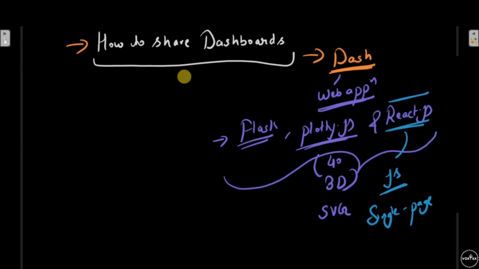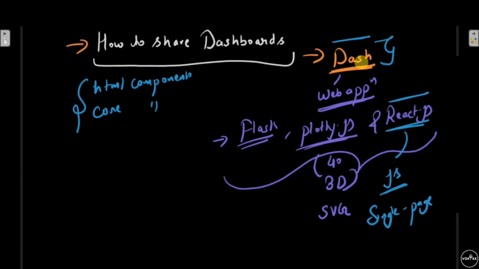So while sharing your Plotly dashboards, what you need is the Dash package and some internal components of the Dash package as well. The first is the HTML component of Dash. The second is the core component of Dash. So in general, we need 3 things: Dash, Dash HTML components and Dash core components, so that at the end of the day, we can share the Plotly visualization that we have.